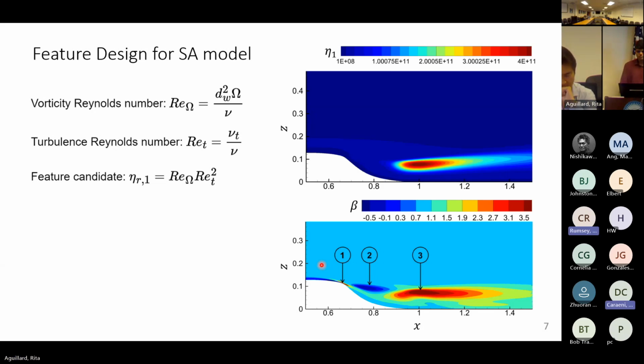No, that's a very good point. Of course, trying to fix those models may be a little more challenging. Yes, I understand. And that's why I think the step in between, maybe improving some form of explicit algebraic Reynolds stress models, might be the first step.